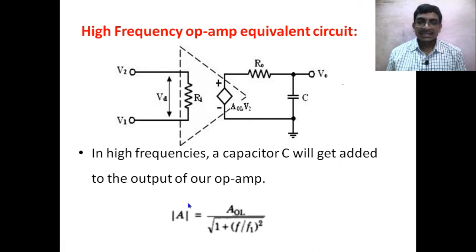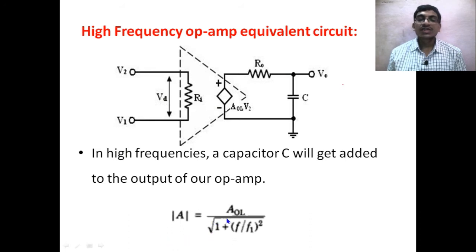Okay, let us see the gain. What will happen to our gain? The gain A is equal to AOL divided by the square root of 1 plus (F by F1) whole square. So here the gain depends upon the frequency. Up to now, the gain was independent of the frequency. At high frequencies, the gain depends on the frequency.